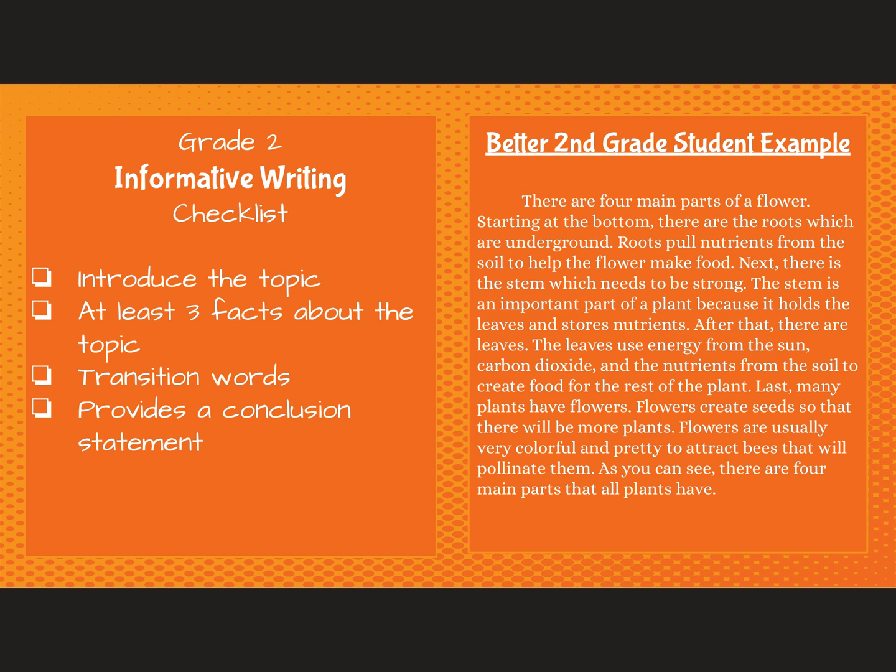After that, there are leaves. The leaves use energy from the sun, carbon dioxide, and the nutrients from the soil to create food for the rest of the plant. Last, many plants have flowers. Flowers create seeds so that there will be more plants. Flowers are usually very colorful and pretty to attract bees that will pollinate them. As you can see, there are 4 main parts that all plants have. So if you couldn't tell, this essay is so much more interesting than the previous one. It gives us more detail, and all of those details kind of relate back to being part of the flower.